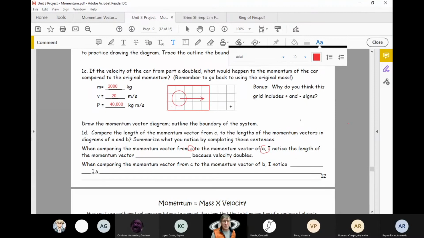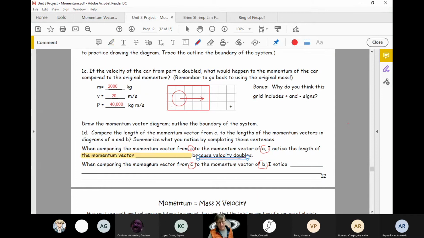Then, this one you've got to do more for yourself. When comparing the momentum vector from C, again C, but now we're going to compare it to B, you need to finish this sentence in two ways. First, you have to say what happens. Notice that first you said what happened, and then you explained why. Here's the why. So you need to do both of those to finish this sentence.